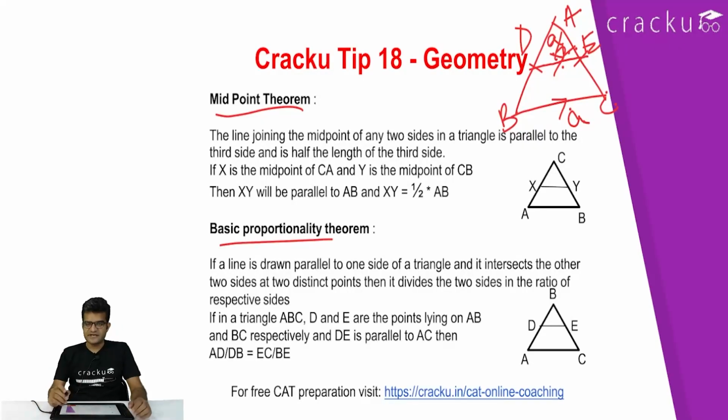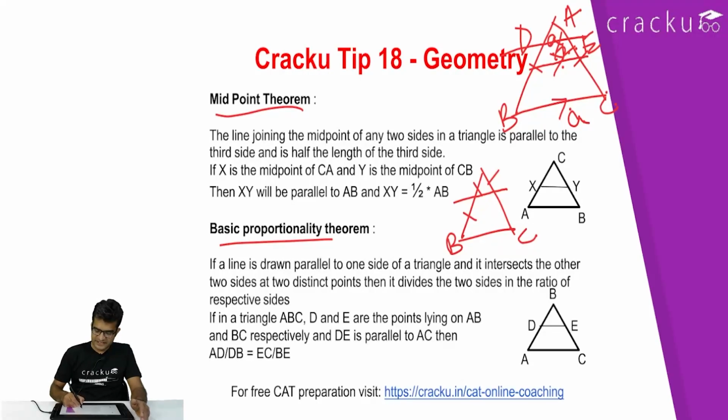Basic proportionality theorem is just an extension of the midpoint theorem. It says that if you are drawing a line which is parallel to the third side. So you have a triangle ABC, you are drawing a line which is parallel to the third side BC, then it is going to cut both of these sides in proportion.